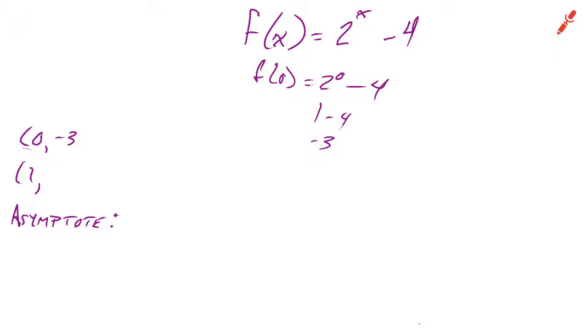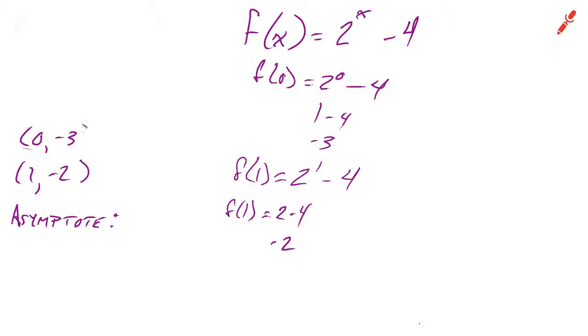Then we plug 1 in. f of 1 equals 2 to the 1 minus 4. f of 1 equals 2 minus 4, or negative 2. That's pretty basic. I'm pretty sure all of you could have done that on your own. Not a problem. The asymptote is a little more difficult.